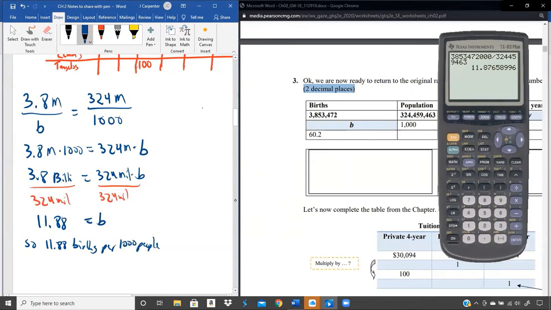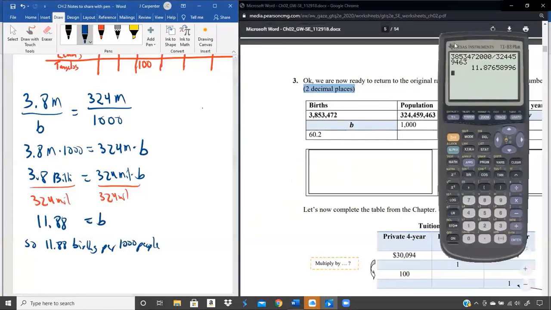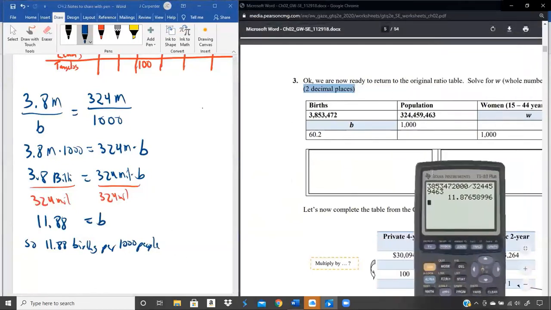If our births was 60.2, again, we could figure out what that X was some way, shape, or form. I've already described it, but we weren't asked to. It's not really an important number, so we don't. The next thing we were tasked with finding was this W.